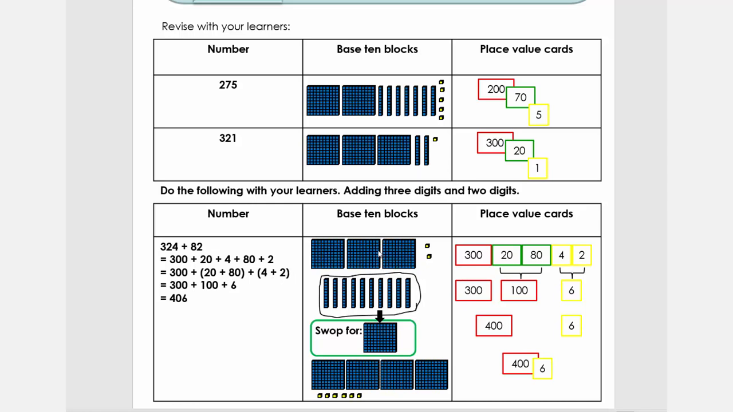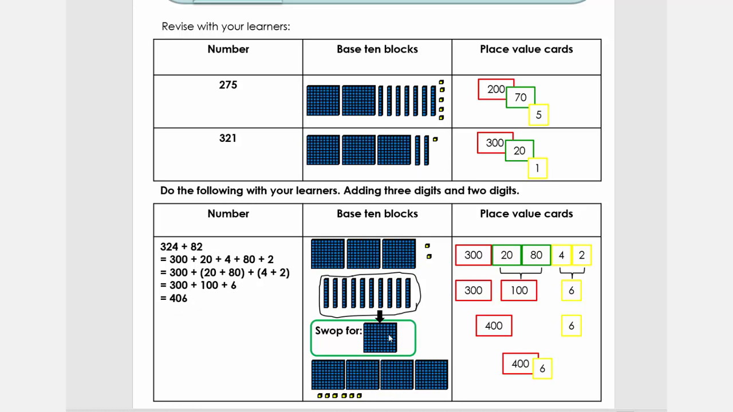So we've got here our 300. We've got our 20 and our 80 together. And then what we have is our 6 here. But look what happened here. When we put the 20 and the 80 together, it forms 100. So we can swap this for a hundreds block. So this is what you see here. We've got 300 plus 100 plus 6. And it gives us a total of 406.